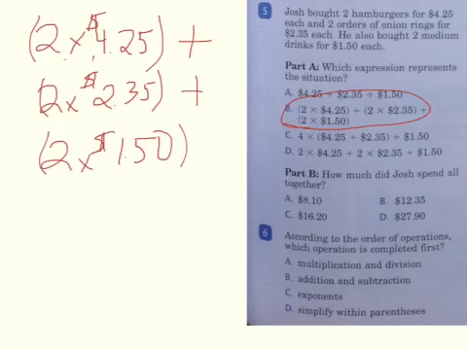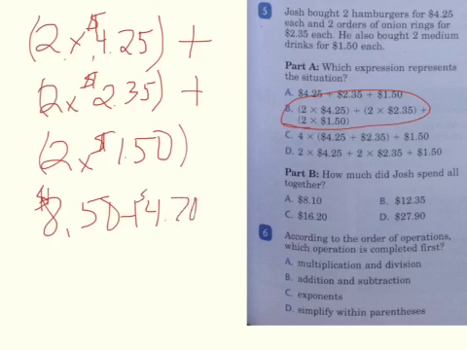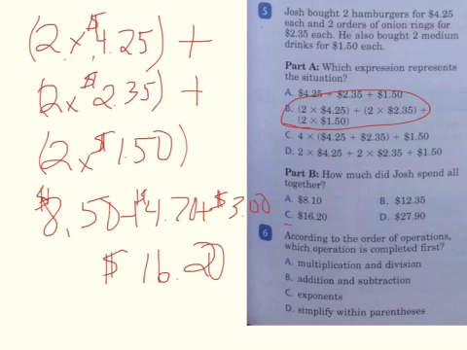Okay, so we're going to go from left to right, and so we're going to say 2 times 4.25 is going to be $8.50. We're going to add that plus 2 times $2.35, which is going to be $4.70. And then we're going to add 2 times $1.50, which is $3. So we're going to add these 3 together, and our total is $16.20. That is what Josh spent. And so that is going to be C.